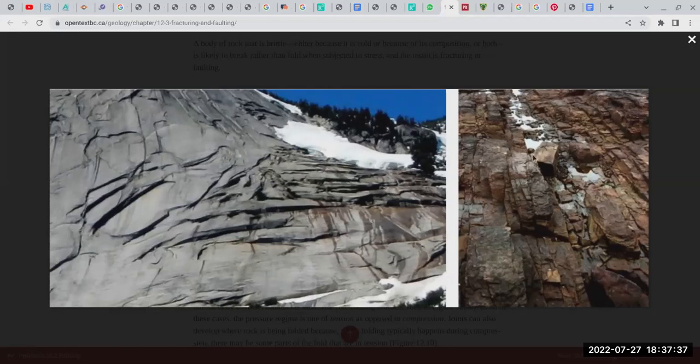Yes, sir. Did you see the ice look when you put the water upon it? Same way. So these are fractures.